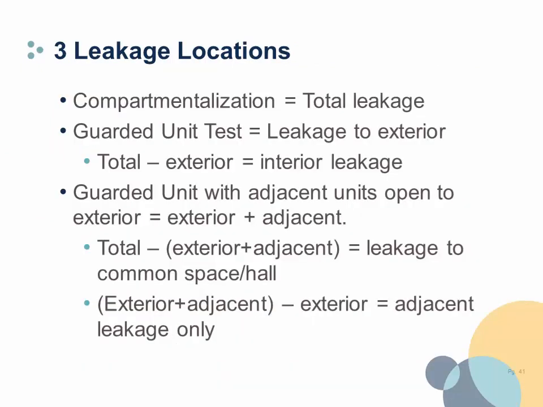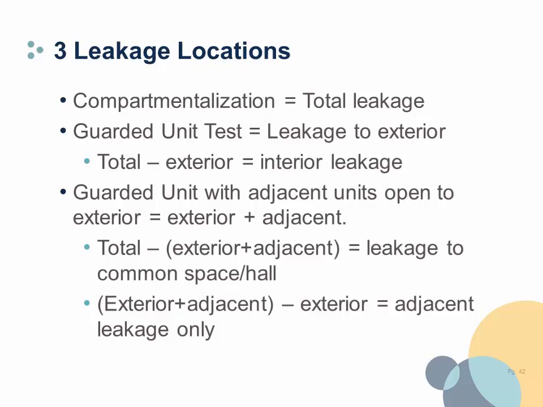We did our testing this way so that we could actually break out the total unit leakage into 3 leakage locations: exterior leakage, leakage to adjoining units, and leakage to common space. Our compartmentalization test gives us the total leakage for the entire unit. The guarded unit test gives us the leakage to exterior. The total leakage minus the exterior leakage gives you the interior leakage, both to common space and adjoining units.